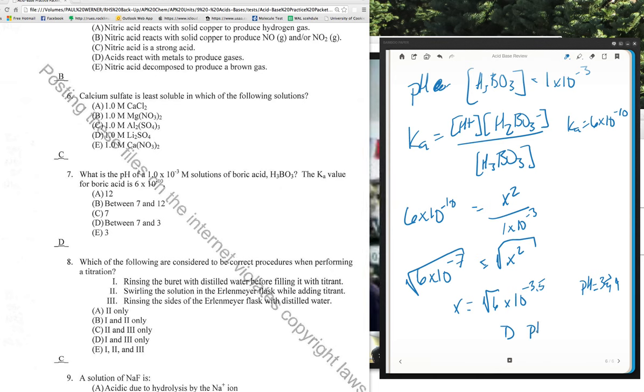So pH is greater than 3 but less than 7. We know it's not exactly equal to 3. So that's how you could do that problem without a calculator.